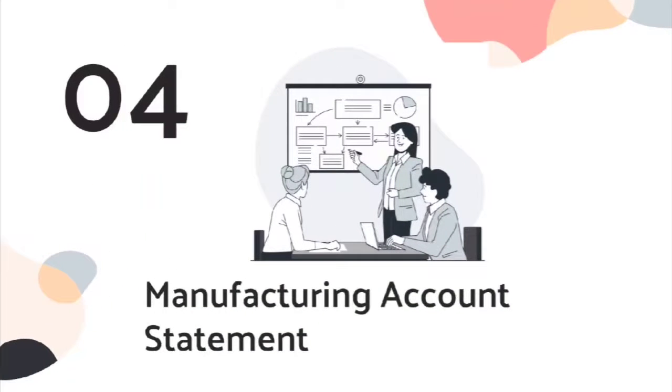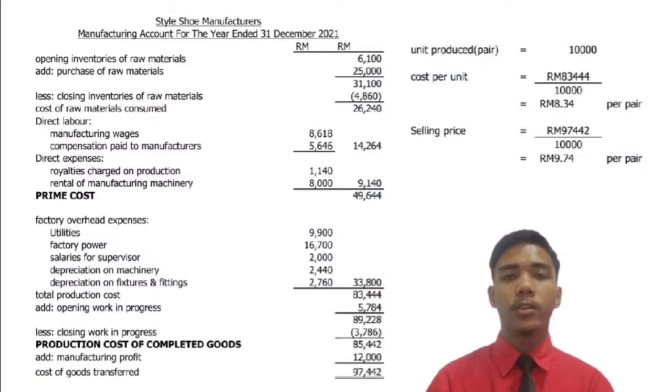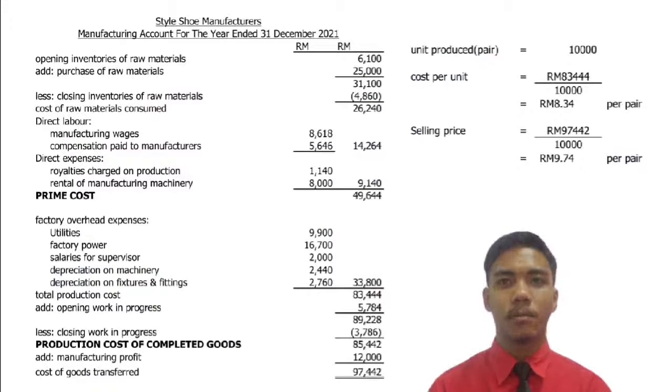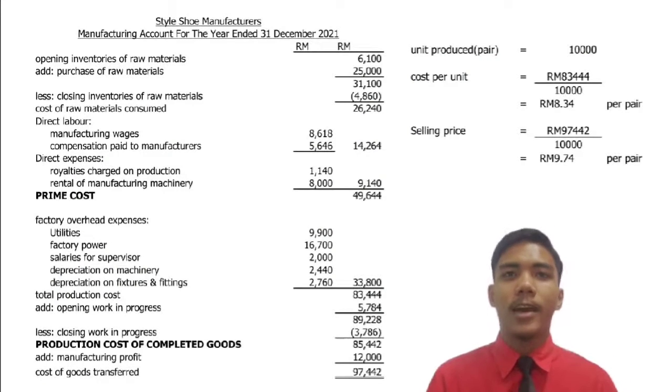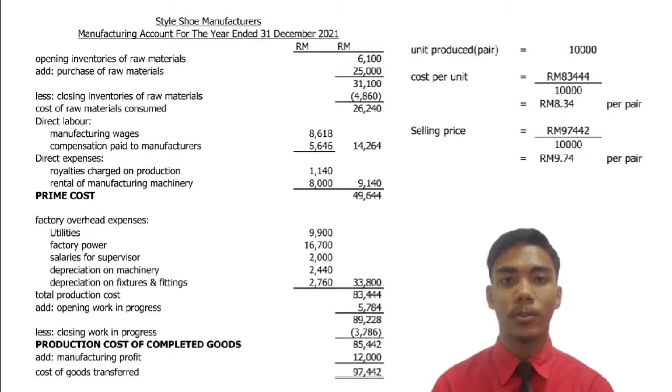Manufacturing account statement. Moving to the manufacturing account. By totalling up all of the direct material, direct labor and direct expenses, we will get the total prime cost amounting to 49,644 ringgit. And then we add the factory overhead expenses, which include utilities, factory power, salaries for supervisor, depreciation on machinery and depreciation on fixtures and fittings.